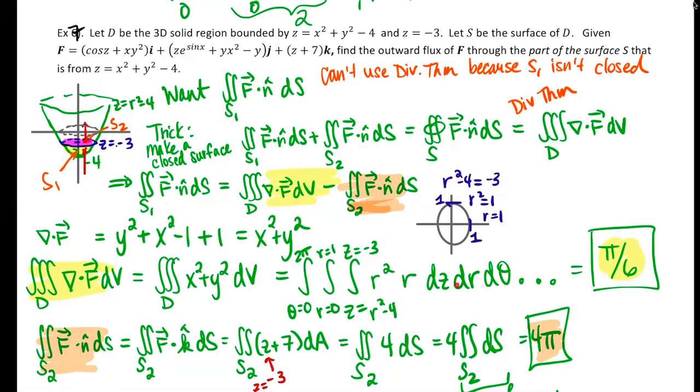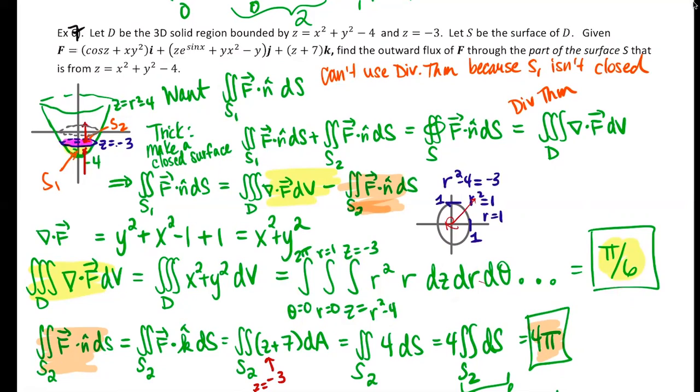So in polar, when I think about this shadow, I'm going to shoot my arrow radially outward. It enters when r is 0, it exits when r is 1, and theta goes from 0 to 2 pi. And then I'm going to just go from here with this integral, and I'll get pi over 6.